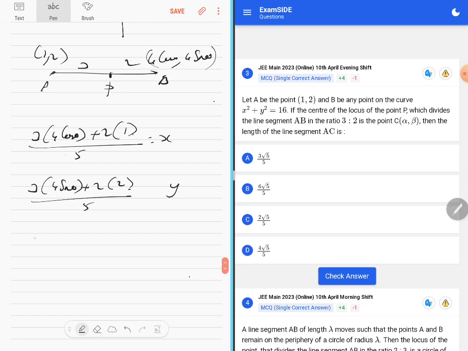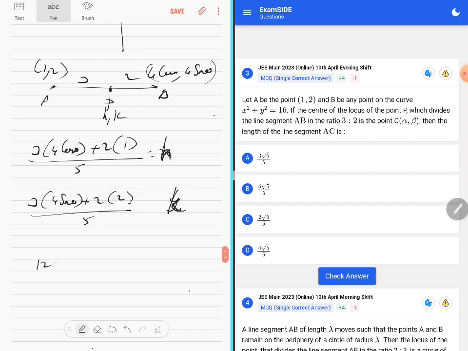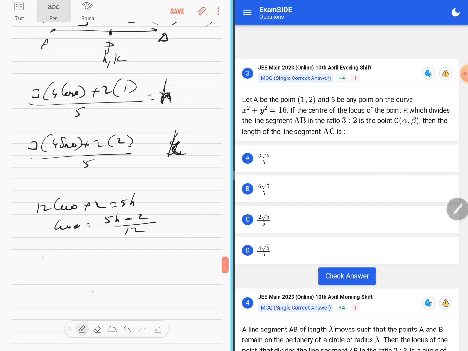So what is it if you calculate? Let's consider the point P as (h, k). See, let's consider it as h and k. So therefore, you know 12 cos theta plus 2 is equal to 5h. Cos theta is equal to (5h minus 2) by 12. Similarly, let's find sin theta. (12 sin theta plus 4) by 5 is equal to k. So therefore, sin theta is equal to (5k minus 4) by 12.